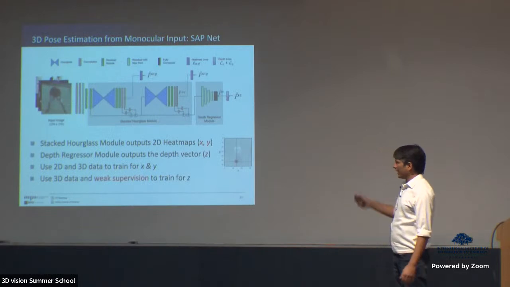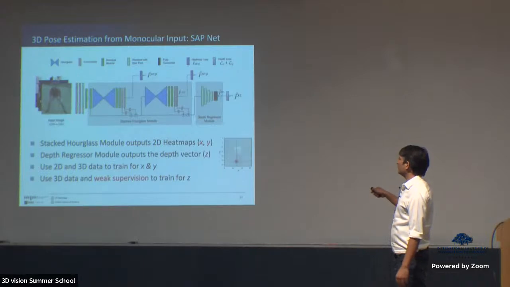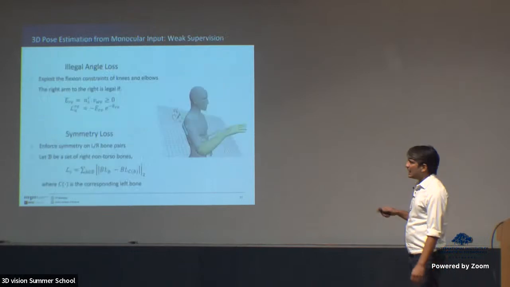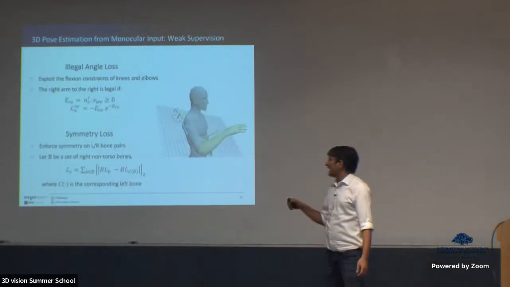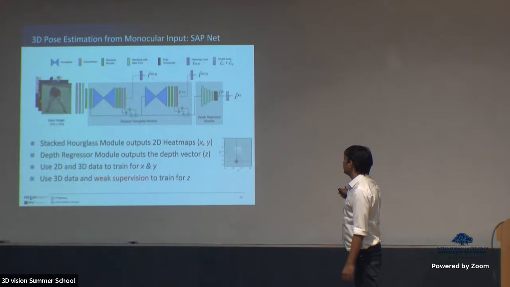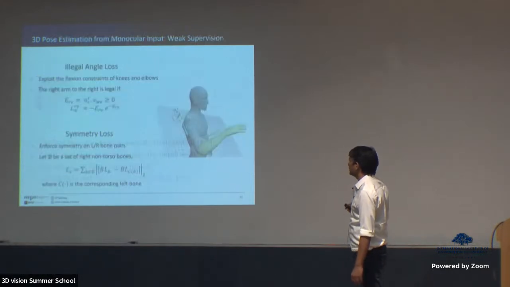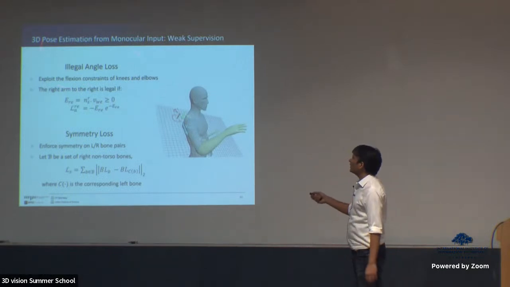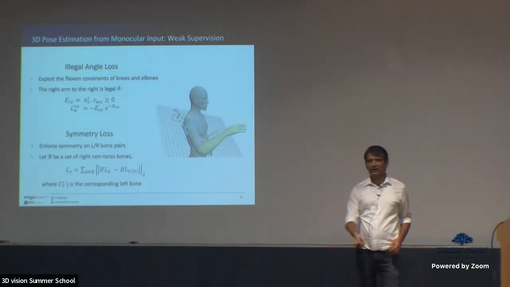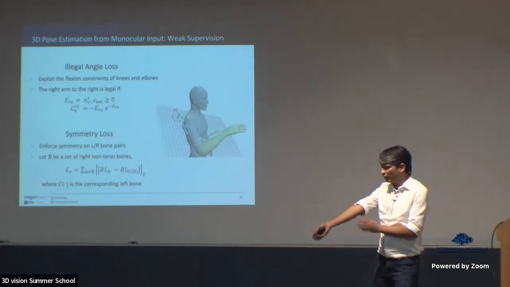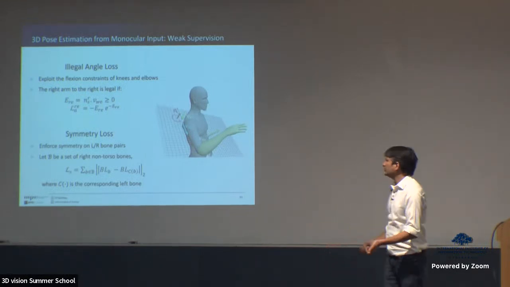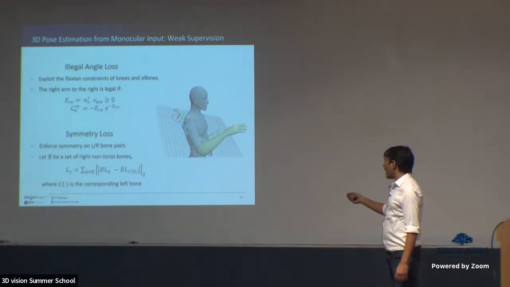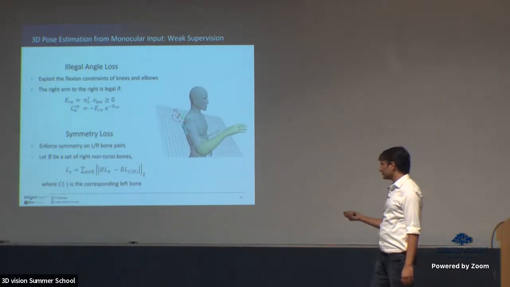So now we are in a setting where we have these outdoor images. We have ground truth X and Y, but we do not have ground truth Z. Okay. So what are we saying? We will still get some prediction, right? During training time, we'll get some prediction. And we are saying that the prediction should be such that you should not have illegal angles. What is an illegal angle? Well, we know that our elbow will not bend in the other direction normally, right? So how do we encode this as a loss?